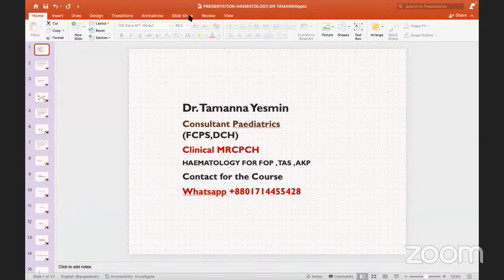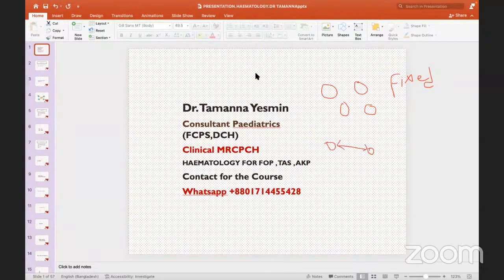Ma'am, what is the role of RDW in terms of diagnosing iron deficiency anemia? Yes. Red cell distribution width. Red cells have a distance between them in the blood. This distance is fixed. But in case of iron deficiency anemia, this distance is not increased, but the cells are small.